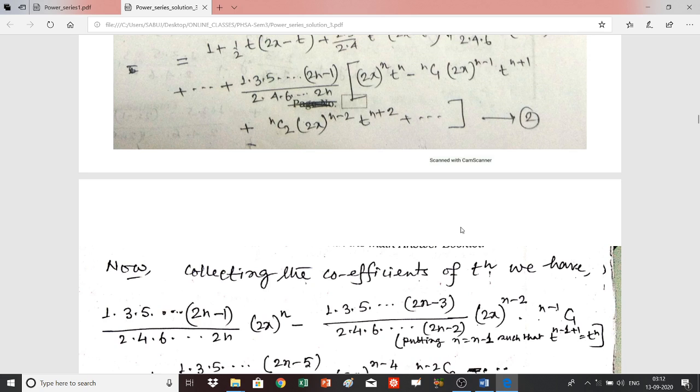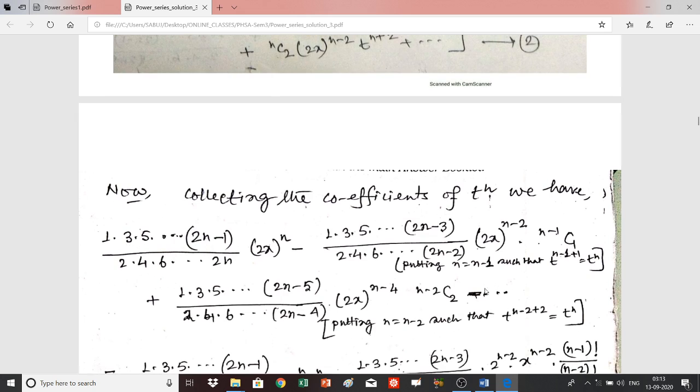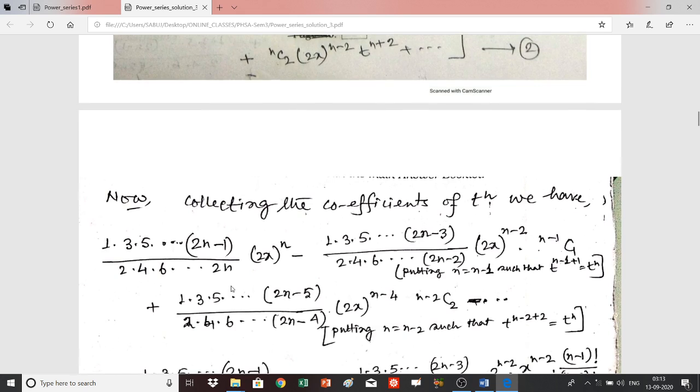Then since n is replaced by n minus 1, it will be n minus 1 factorial into c1. Since I have replaced n by n minus 1, here n minus 1 and then another minus 1, so it will be n minus 2. So I have written 2x to the power n minus 2, and then n is replaced by n minus 1, so n minus 1 into c1, and this is the second term. I have written here also n is replaced by n minus 1.